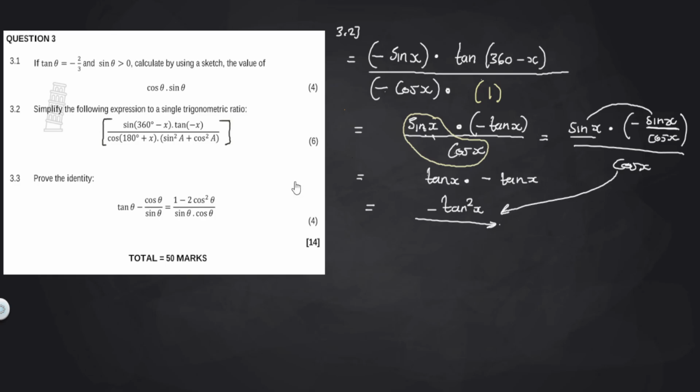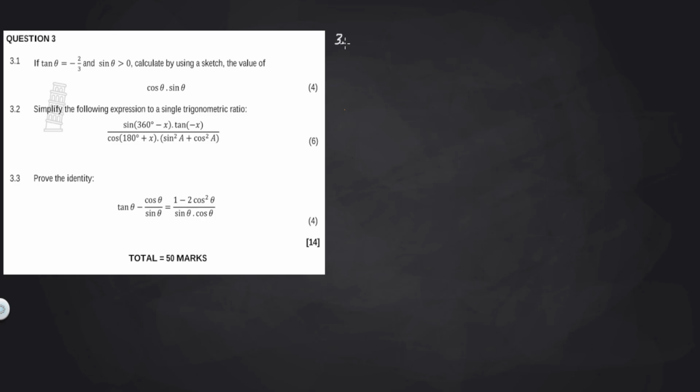That's 3.2. With 3.3, the last question of the question paper, it's an identity. You can actually work with the right hand side or even the left hand side, but I feel like the left hand side is the obvious one, because of tan. That tan can actually be changed to its identity. You see tan, you change that.